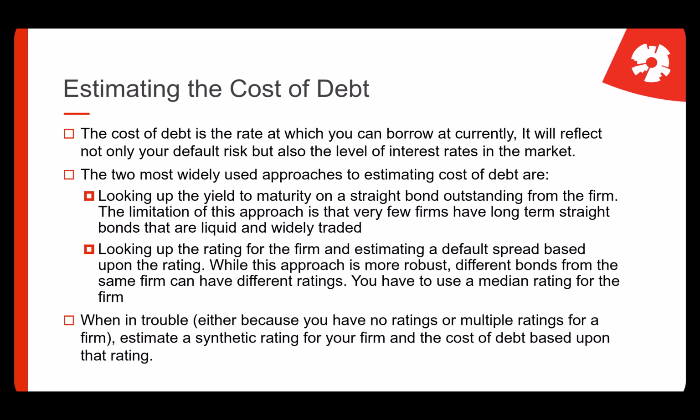Now second, we can look up the credit rating and then estimate the cost of debt using a default spread based on that rating. This method is generally more robust because ratings are widely available, but the catch is the same firm can have different bonds with different ratings. So in practice, we need to use the median rating for the firm. Now finally, if you are dealing with a company with no rating at all, or multiple inconsistent ratings, we can always fall back on the synthetic rating. This is based on the firm's financial ratios, and from that you infer the cost of debt.